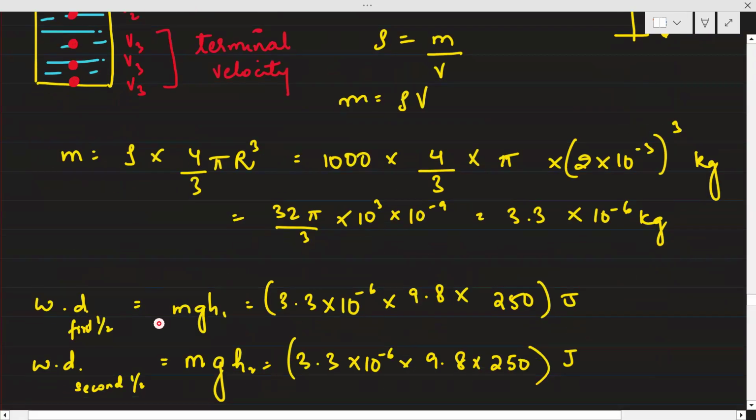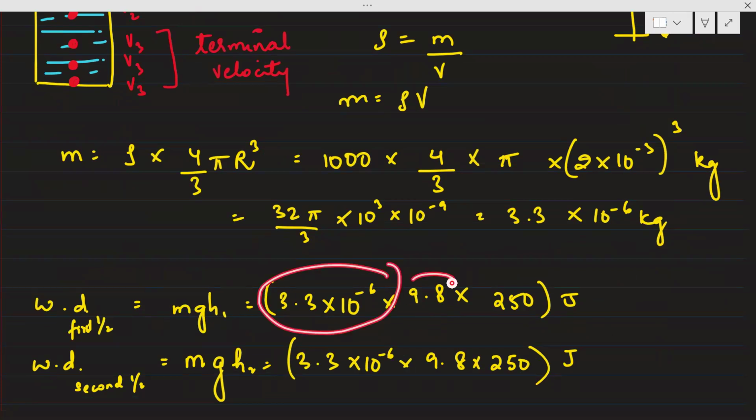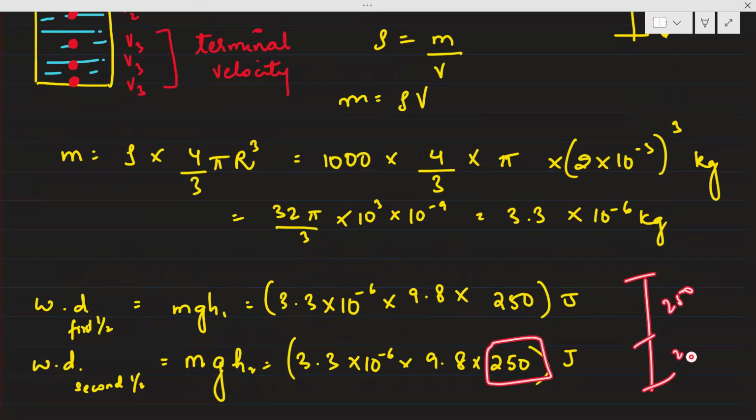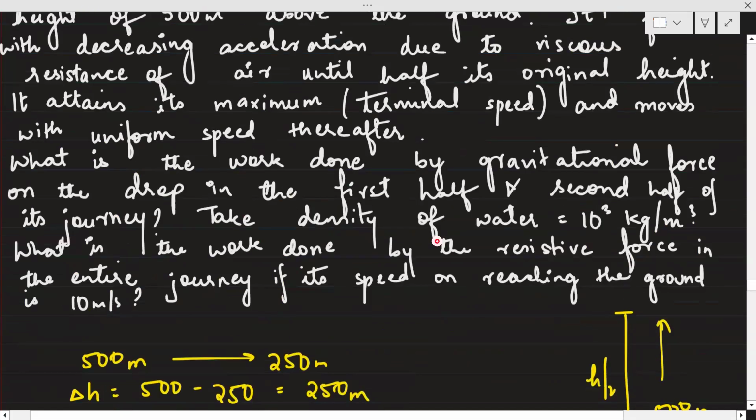Now work done in the first half will be mgh1, the mass that is calculated into g into height. In the second half it will also be the same because the height is the same, 250 meters. Leftover is 250. So both the work done will be the same. Is this much clear? Yes, ma'am. Okay, so the work done in the first half and second half is done.